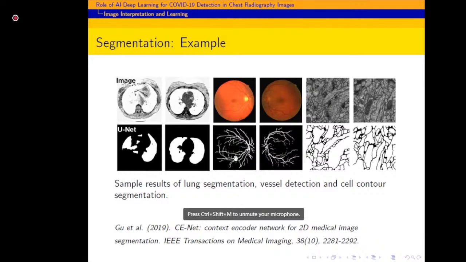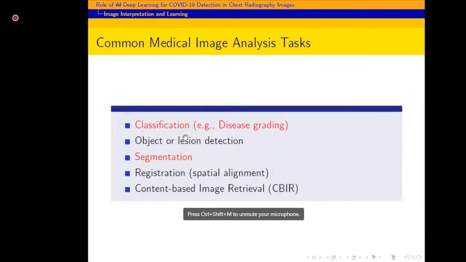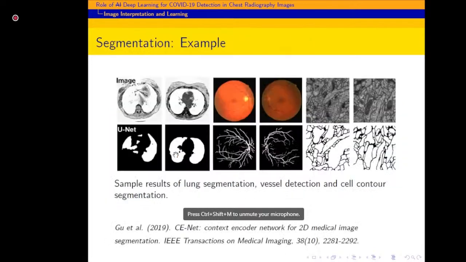The major difference between the classification and the segmentation problem is that in classification, the input will be an image and the output will be a label, right? I mean, basically the disease name or whether there is a disease or not. But in the segmentation problem, the input is an image and the output is an image. You can see the input images in the first row here and the output images in the second row. So I'll talk about it later on.